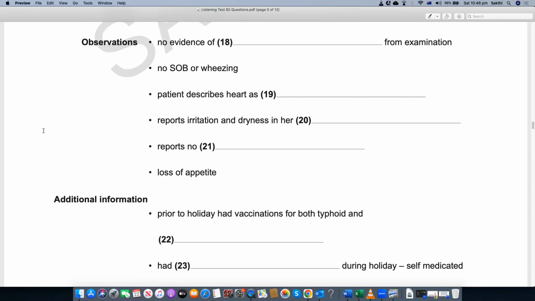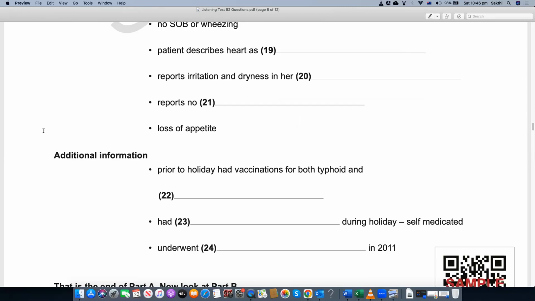Yeah, I had all the injections. Typhoid and what else? Not yellow fever, because I'd already had that before. But I did have one for hepatitis A. Yeah. And they were fine. I don't usually have any problems with things like that.